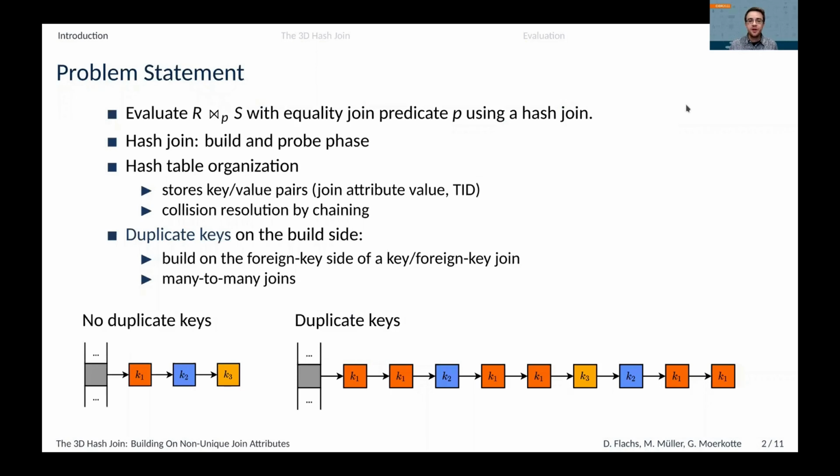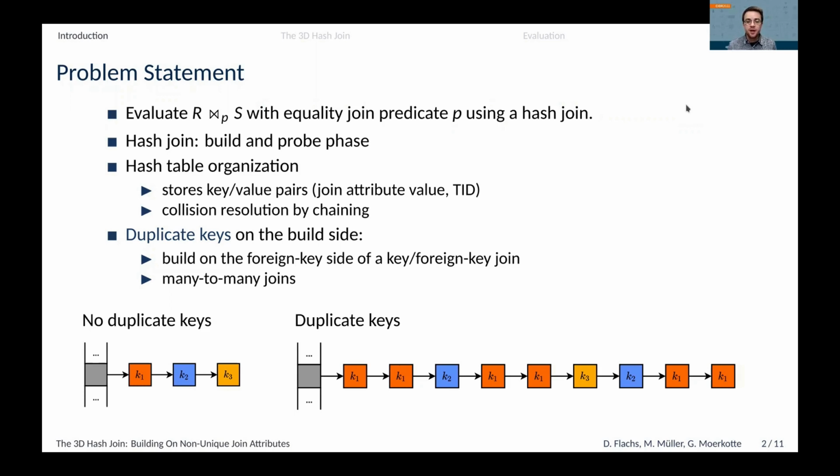Let's start by defining the problem. Joins are central operations in database systems, and evaluating them efficiently is therefore of great importance. One prominent way to evaluate an equijoin is based on hashing, which consists of two phases, build and probe. Our work focuses on hash tables that resolve hash collisions by chaining. This means that each hash table bucket contains a linked list of entries hashing to the same bucket.